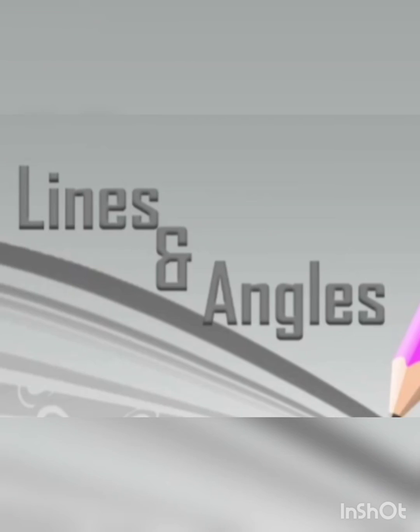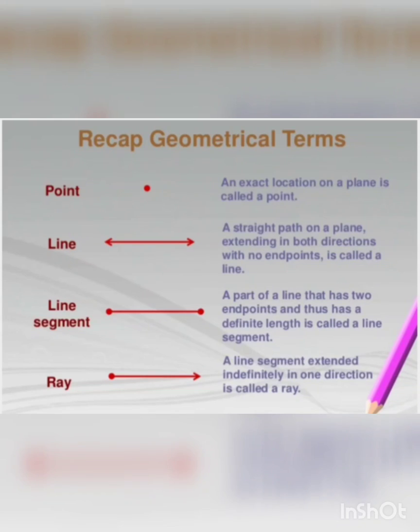Today let us see Chapter 5 Lines and Angles of Class 7. Now let's see some of the geometrical terms. So point, an exact location on a plane is called a point. A point is denoted with a capital letter.